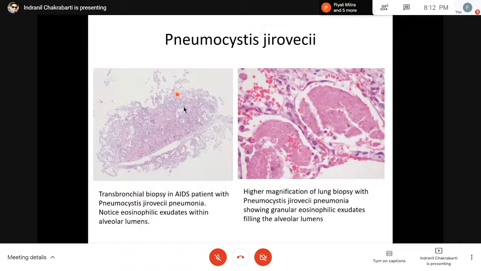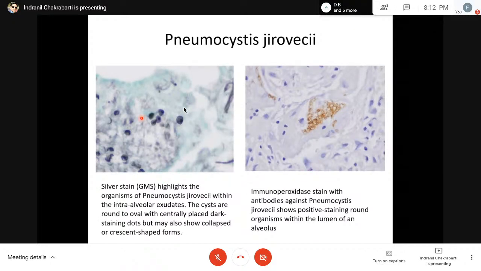Now Pneumocystis jirovecii. This was previously known as Pneumocystis carinii, but Pneumocystis carinii is now the term used for the Pneumocystis infection that occurs in rats, while the human form is known by this name. Here, in an AIDS patient with Pneumocystis jirovecii pneumonia, you can see the eosinophilic exudates. It looks like an alveolar filling defect, doesn't it? In the higher magnification of the lung biopsy, you can see these granular eosinophilic exudates filling the alveolar lumens. They are more commonly seen in HIV patients or any immunocompromised patients.